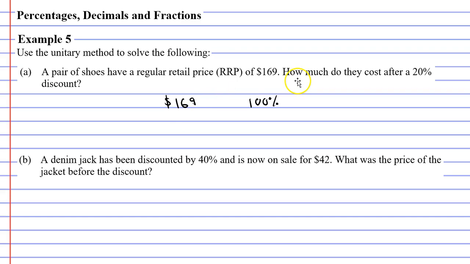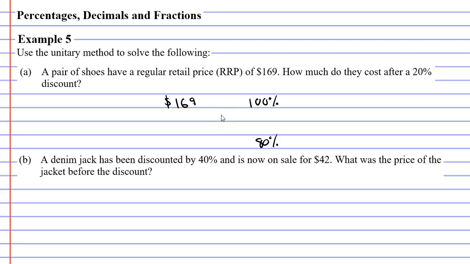So if we're discounting these shoes by 20%, what are they now worth? Well, they're now valued at 80% of the original price because I've taken 20% off the 100%. And what I'm going to do is think to myself, what calculations will I make to go from 100% down to 80%? And I'm going to do it in 2 steps.